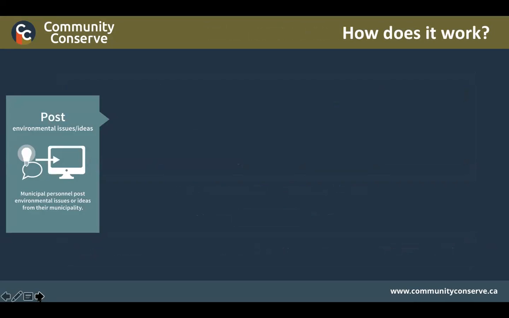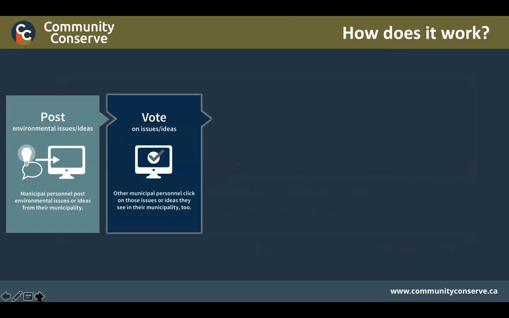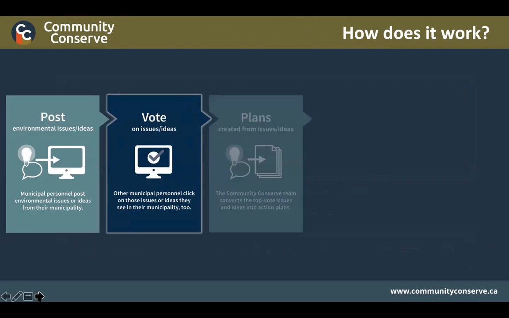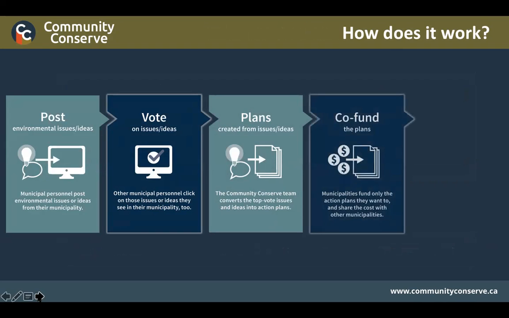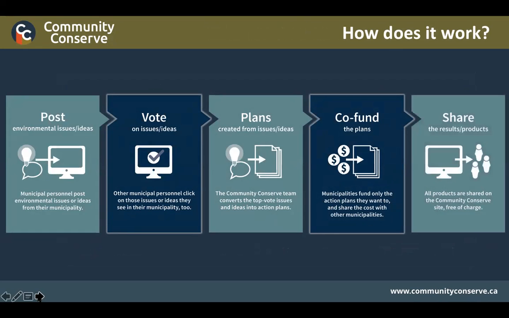There's basically 5 pieces to it. I'm going to go through all of these in a little bit more detail, but the first is posting environmental issues and ideas, and then as a municipal community, collectively voting on those to identify which are the most important. Plans are created to try and address some of those issues, then there's the opportunity for municipalities to co-fund those plans, and then ultimately all of that information goes back onto the site to be shared.